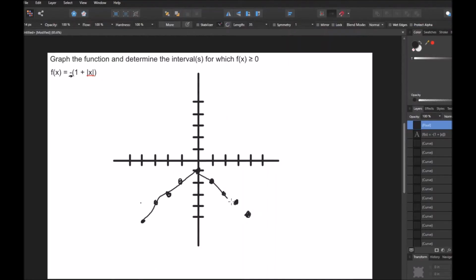And we get this. And now we can see that the function is never greater than or equal to 0. It's always less than 0. So the interval does not exist. I'm going to write DNE. It stands for does not exist. So yeah, that would be my answer for that one.